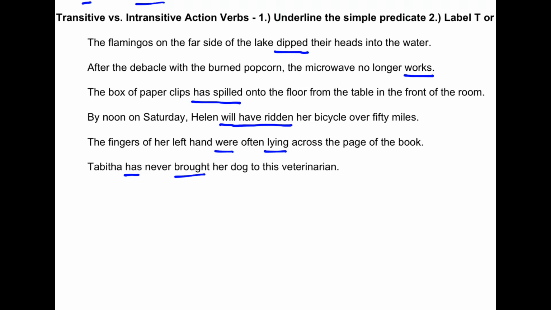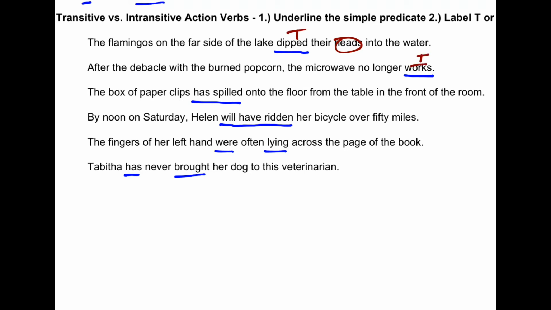They're part of the verb phrase, but not part of the simple predicate. To figure out if these are transitive or intransitive, we look after the verb to see if there's a noun there that answers the question what or who. And watch out for prepositional phrases that trick you. So dipped what? Their heads, therefore it's transitive.